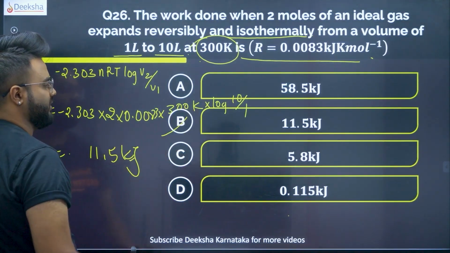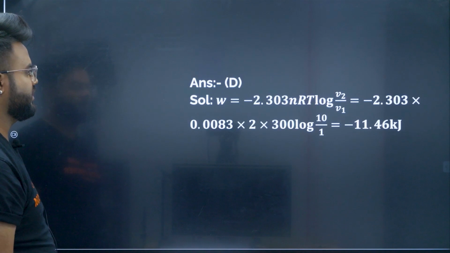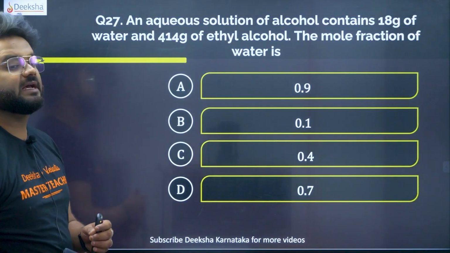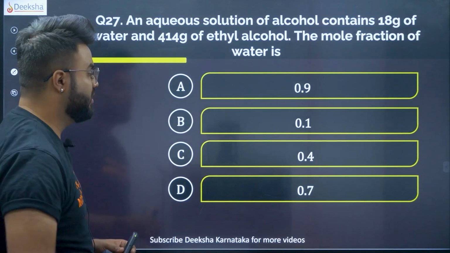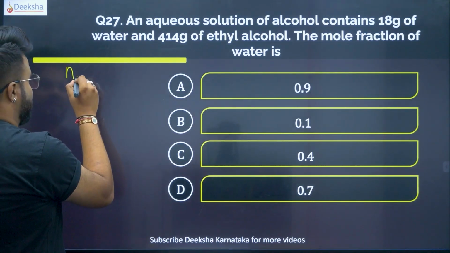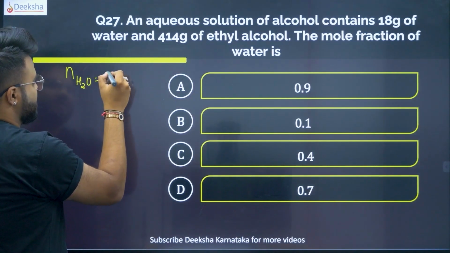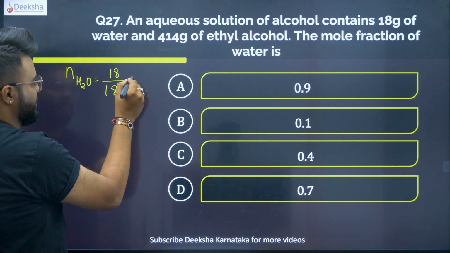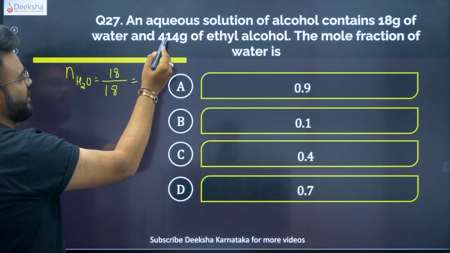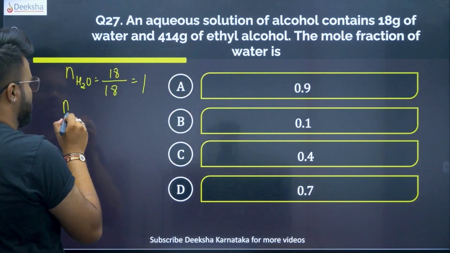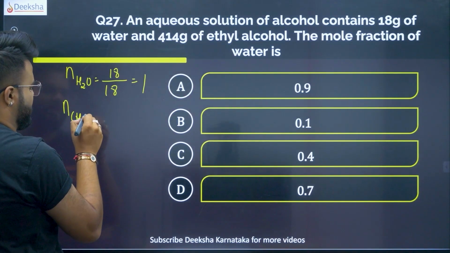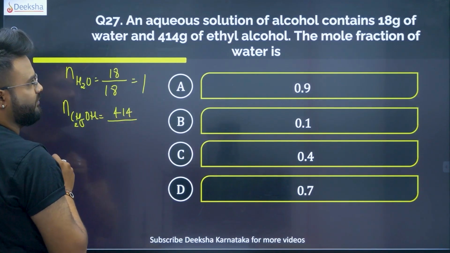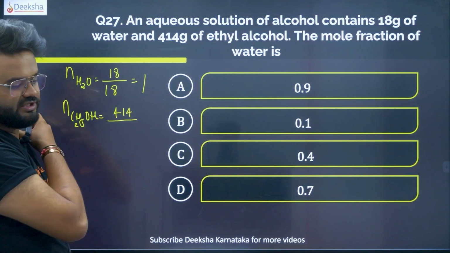That is option B will be your correct answer. Okay, now coming back to, an aqueous solution of alcohol contains 18 grams of water. So its molecular mass will also be 18, that will be 1 mole. Now 414 grams of ethyl alcohol, so that is C2H5OH, it will be 414 grams divided by the molar mass of ethyl alcohol, then the mole fraction will be dash.